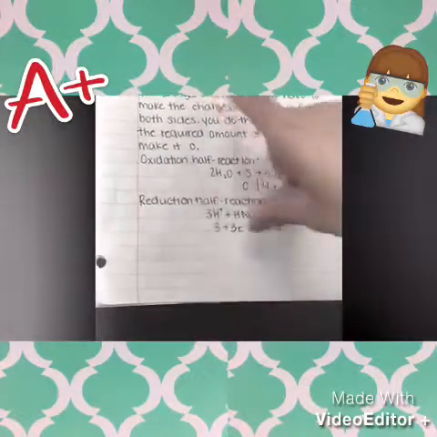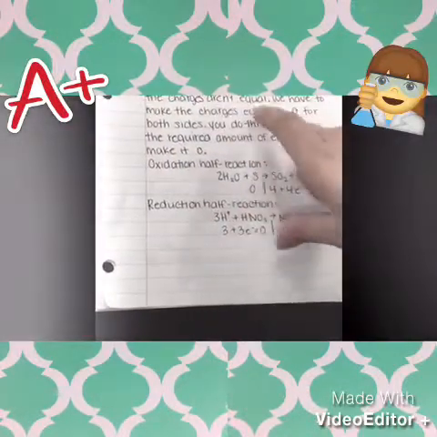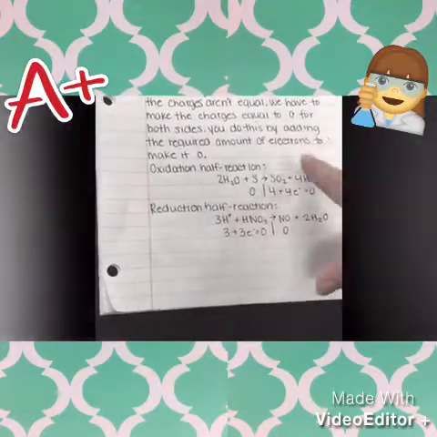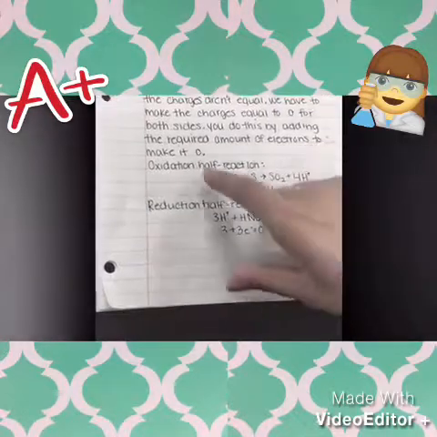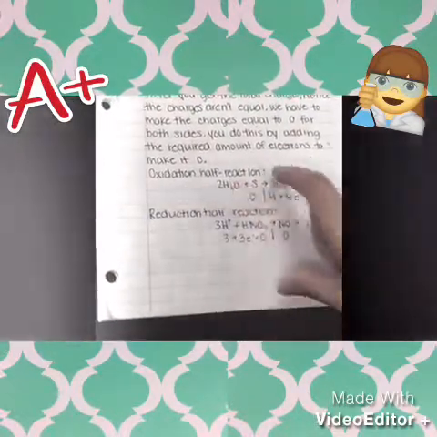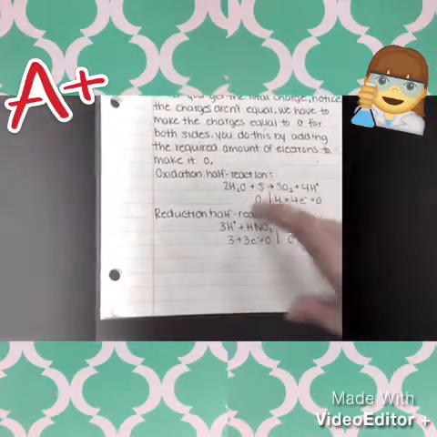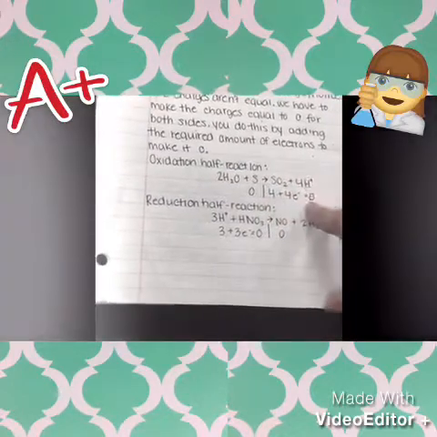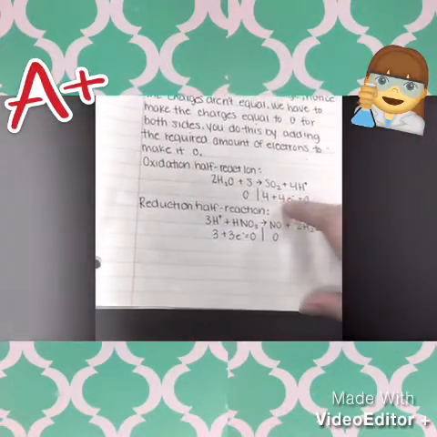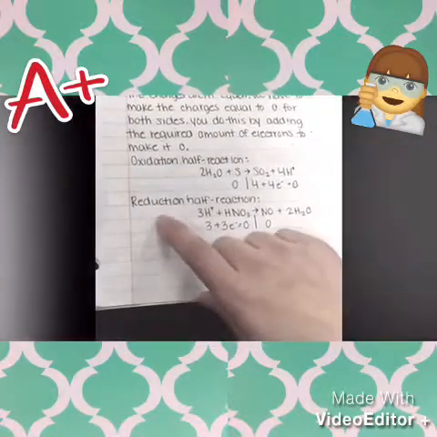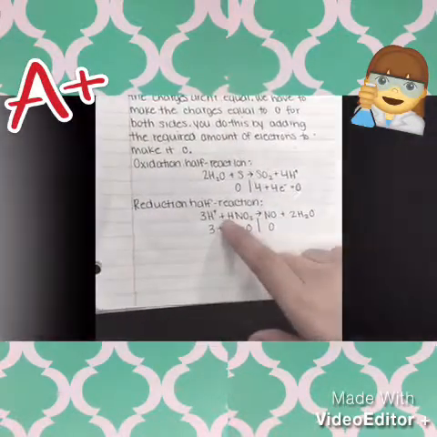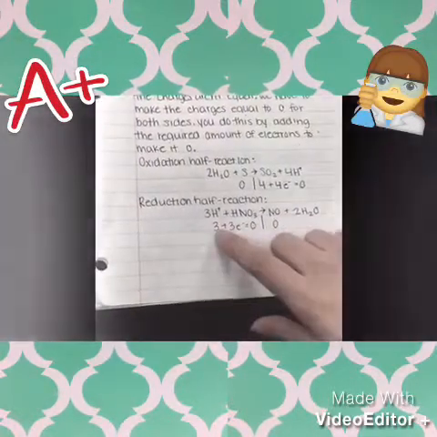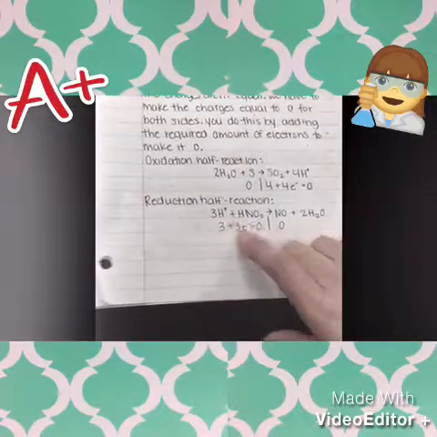Step 7. After you get the total charge, notice the charges aren't equal. We have to make them equal to 0 for both sides, and you do this by adding the required amount of electrons to make it 0. Oxidation half reaction. The total charge on the reactant side is 0, and the total charge on the product side is 4. You have to get this to 0 by adding 4 electrons. Reduction half reaction. The total charge on the reactant side is 3, and the total charge on the product side is 0. You have to get this to 0 by adding 3 electrons.